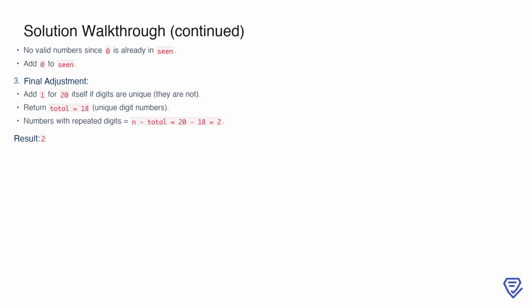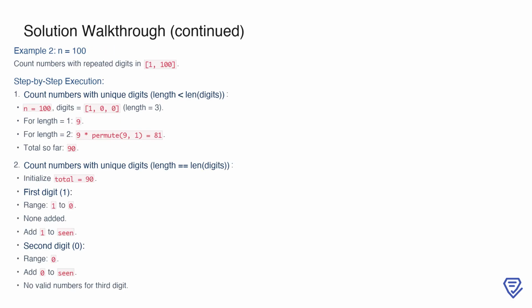To find the count of numbers with repeated digits, we subtract this total from n, which is 20 minus 18, which is equal to 2. Therefore, the result for this example is 2, meaning there are 2 numbers with repeated digits in the range from 1 to 20. Now, consider n equals 100.